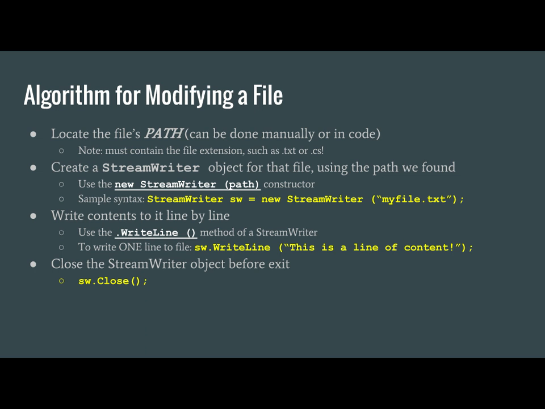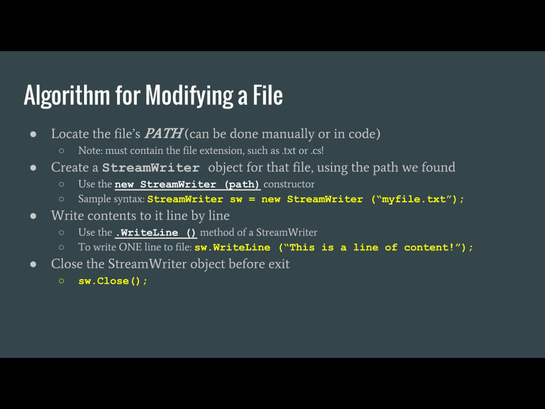For instance, I suppose I want to create a file in a directory which is called myfile.txt. What I will do is I will declare a StreamWriter object and use this constructor to initialize it.